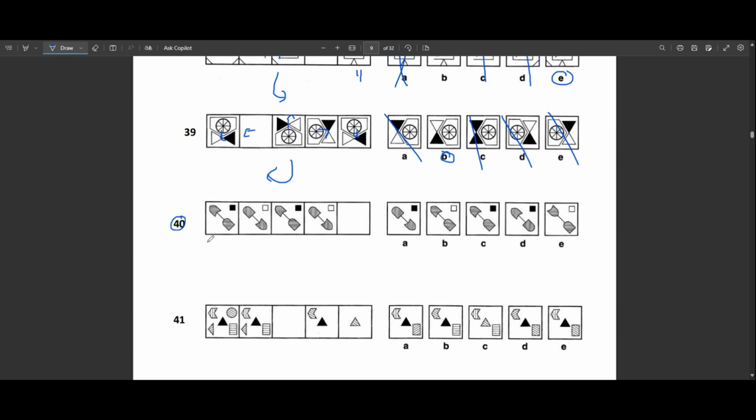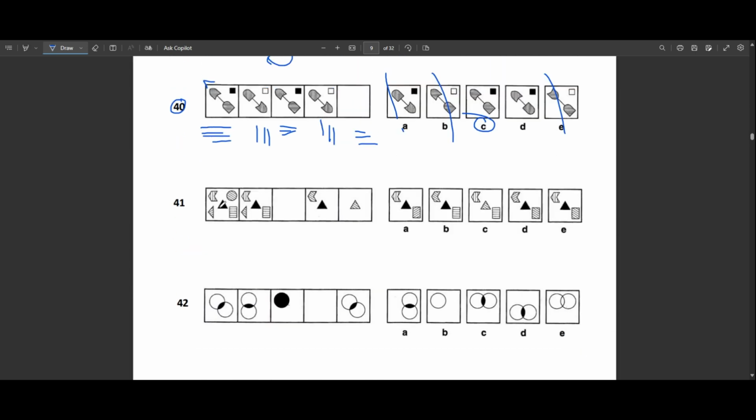Now let's look at question 40. The spade is pointing to the top, then to the bottom, then to the top, to the bottom. Next one should be pointing to the top left, okay? Now let's look forward from here. Black square, then white square, then black square, then white square. It should be black square next, right? Striped pattern. So first of all, these are horizontal striping. Then it's vertical striping. Horizontal, vertical, should be horizontal next, which is option C.